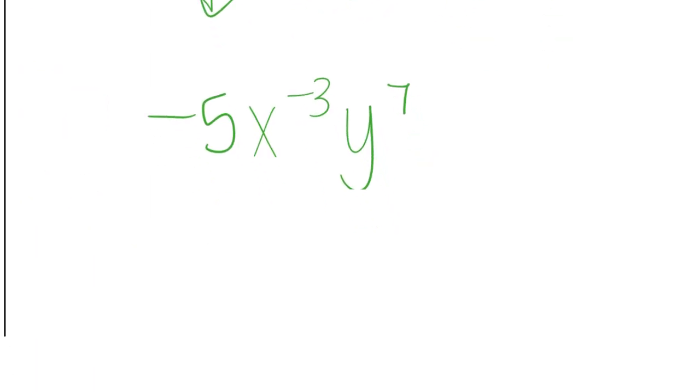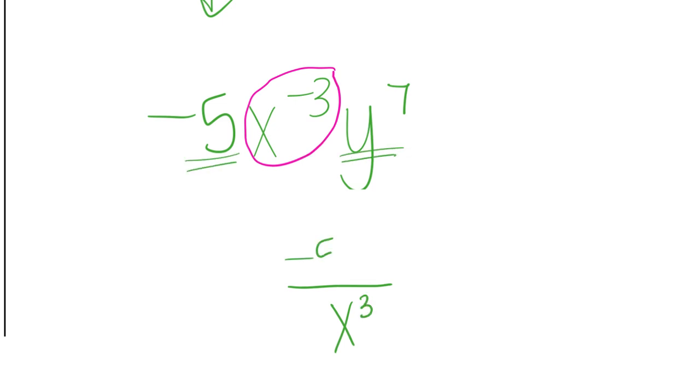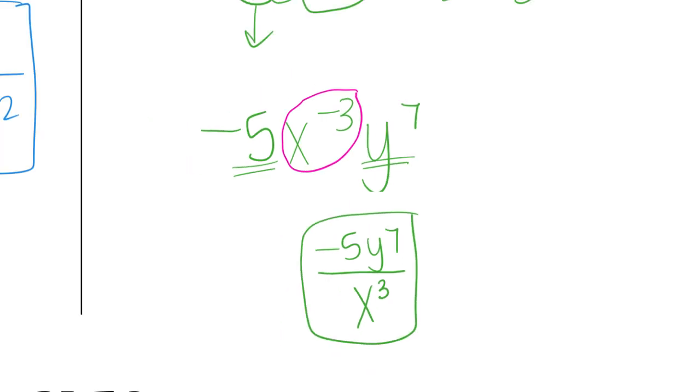Now, we do need to rewrite this a little bit. The only negative power that I see is the one on the x. So that one's going to come to the bottom of the fraction, x to the 3rd. And then your -5 and your y to the 7th, that's going to stay up top. So there we go. That's the final answer for that one.